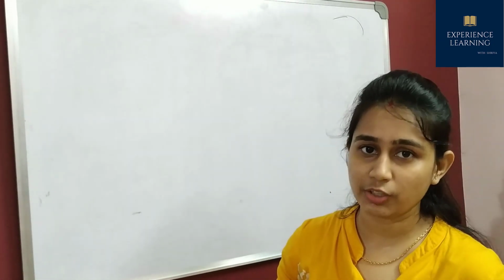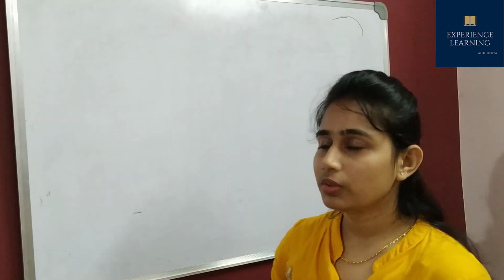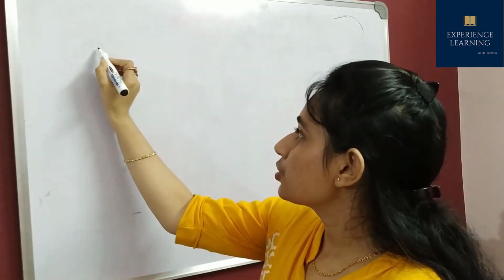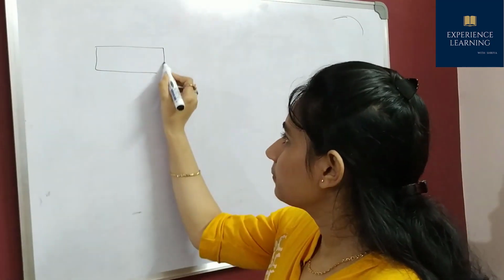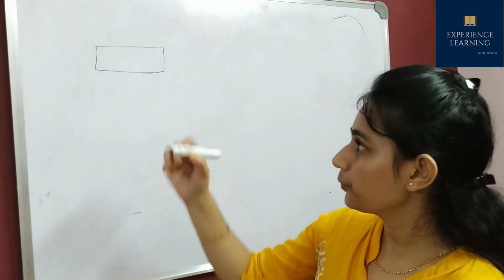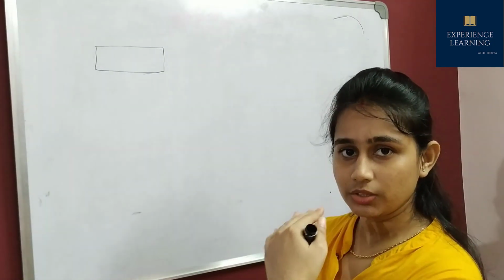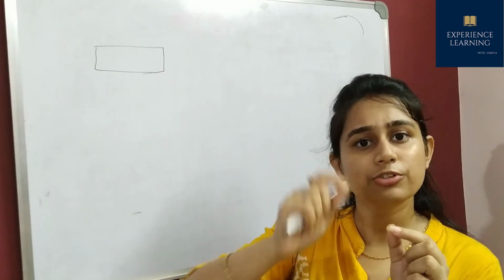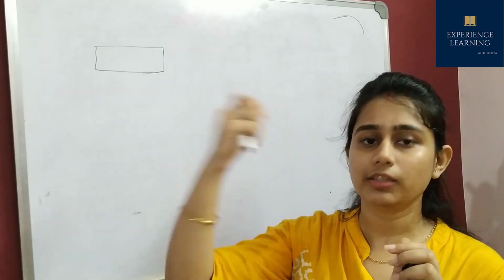Okay, before going to coding, I'm just going to give you a brief idea about what is double-ended queue and what is queue. Okay, let's start. So we know that queue is a data structure where insertion and deletion happen in such a way that the element which is inserted first will be deleted first.